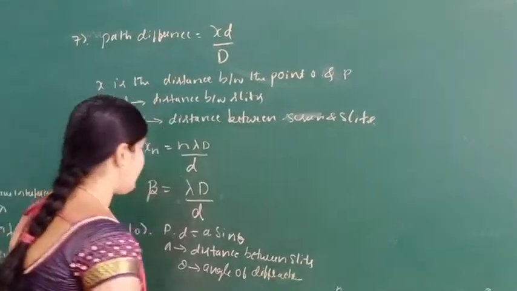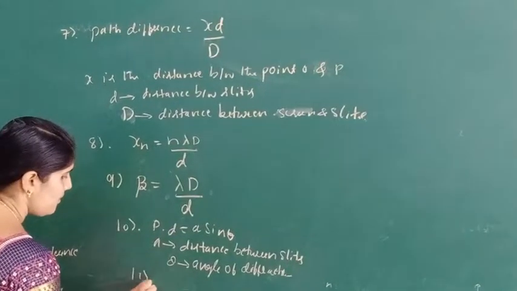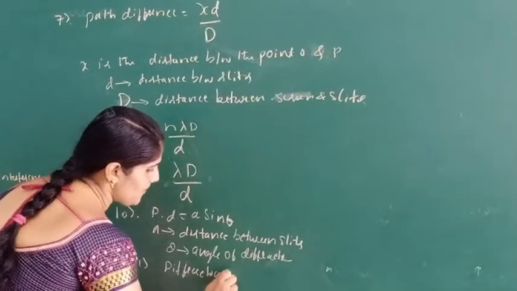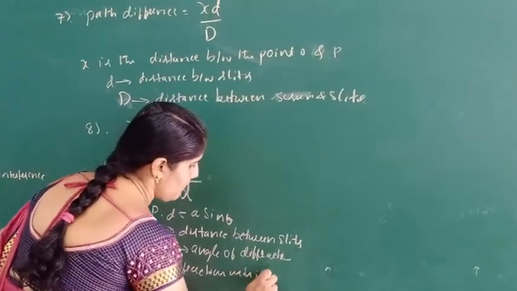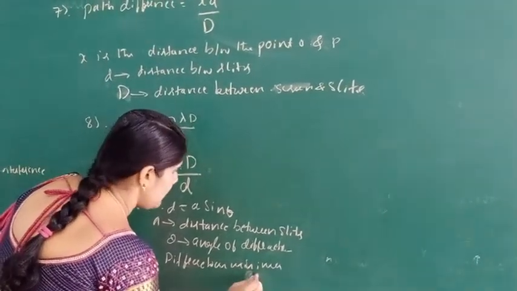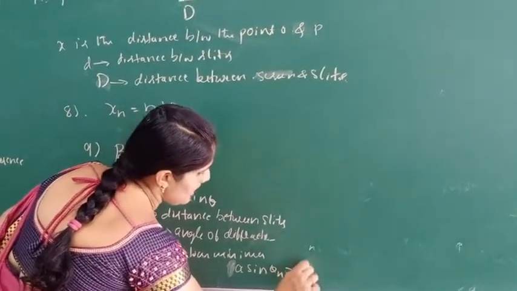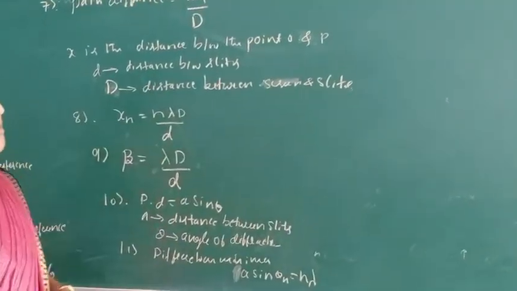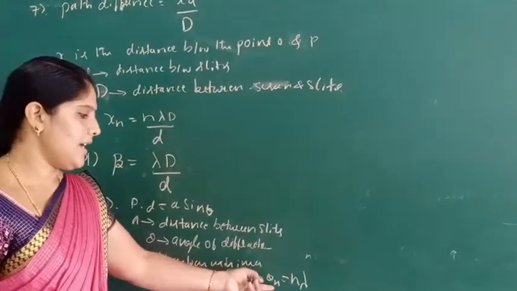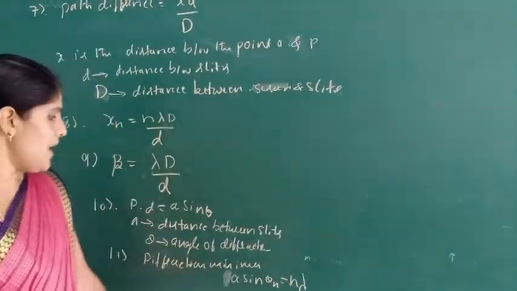Okay. Next, for diffraction minimum, we have to write path difference, or a sin theta n is equal to n lambda, where a is the distance between the two slits, theta n is the diffraction angle for nth fringe, n is the integer, and lambda is the wavelength.